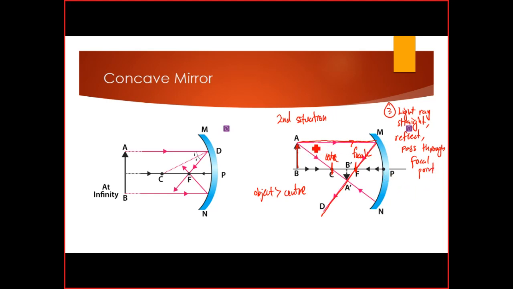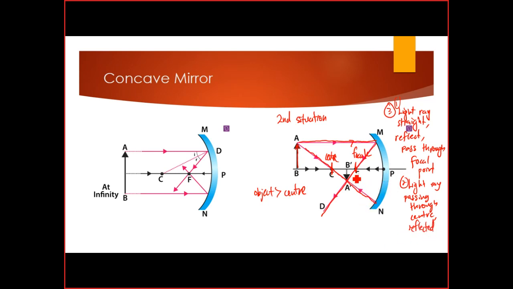Okay, so this is our first light ray. Now the second one is you can have a light ray passing through the center. And once it passed through this center, it is going to be reflected back.